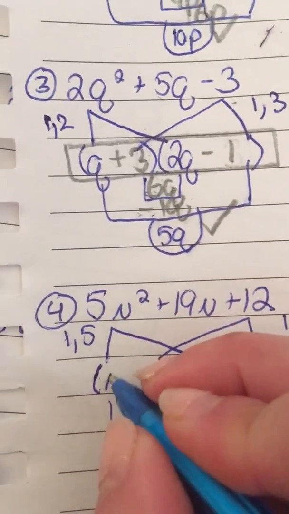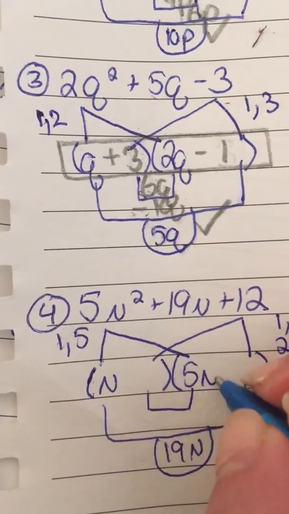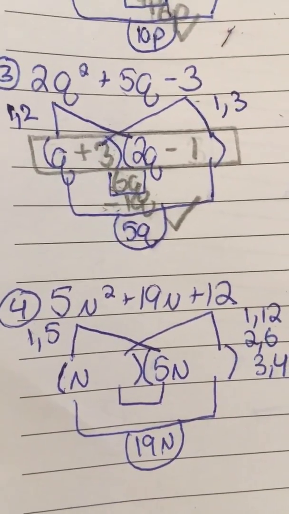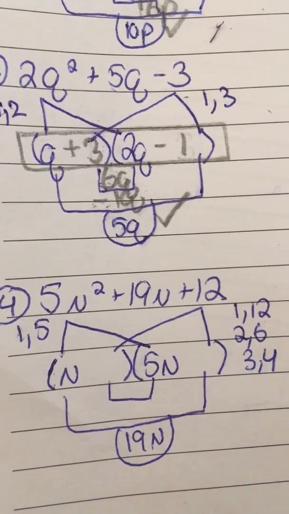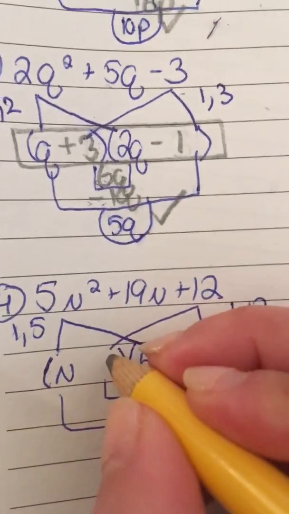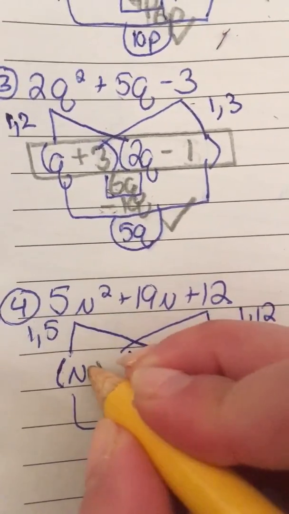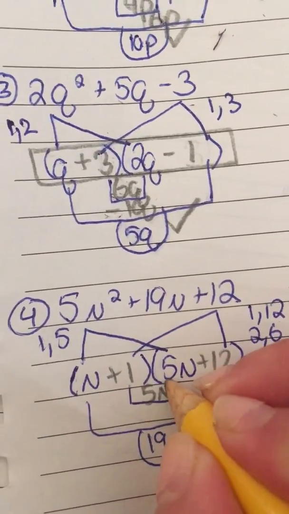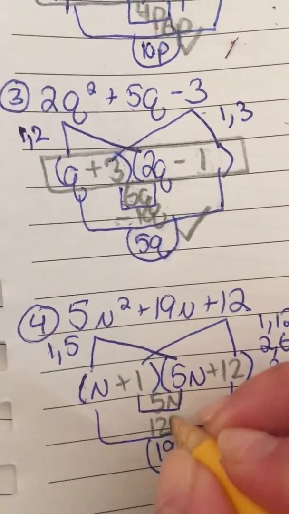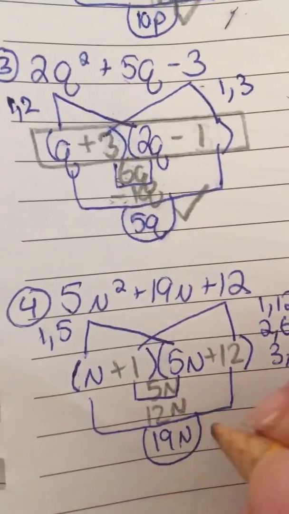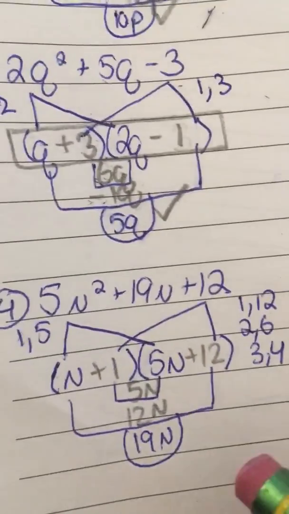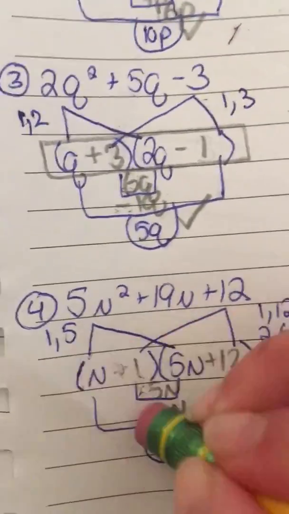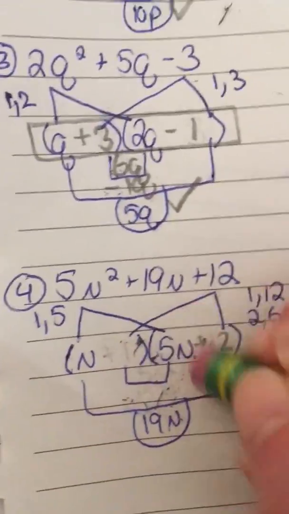So we could set up our 1n and 5n. And then let's play around with our numbers. So we could try 1 and 12. We know everything's positive, so plus 1, plus 12. That will give you 5n in the middle and 12n at the end. They add up to 17, not 19. So it's not 1 and 12. I'm not even going to bother switching 12 and 1 because I already know 12 times 5 is 60, and that's way too big. So let's just try another pair.